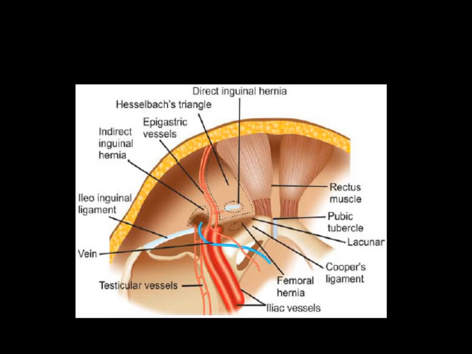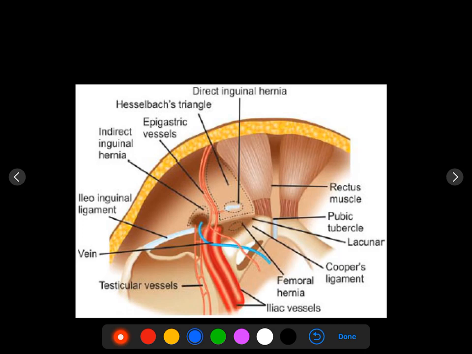This is the anatomy from the interior of the abdomen. This view can be seen in laparoscopy. Here you can see the symphysis pubis, the pubic tubercle, the inguinal ligament, and the anterior superior spine. Three circles you can see here. This is the origin of the direct inguinal hernia in Hesselbach's triangle. This is the deep inguinal ring, the origin of the indirect inguinal hernia. Below is the femoral ring, and this is the origin of the femoral hernia.